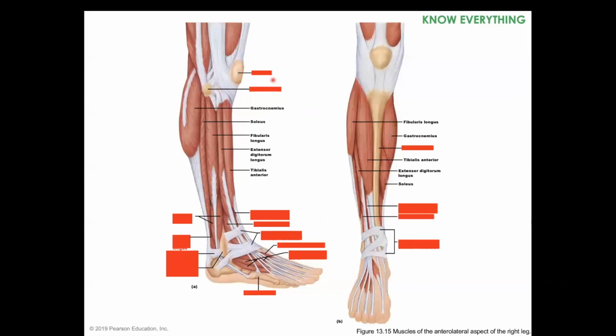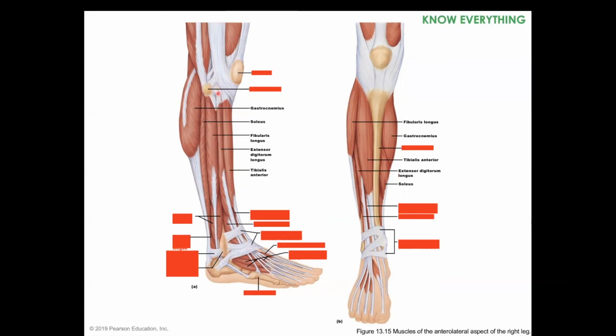And then here's just another view of the lower leg. You can really see the big gastrocnemius here on the superficial portion of the posterior leg. And then beneath that, we have our soleus. You can see the long fibularis longus coming down from the knee all the way down to the ankle.